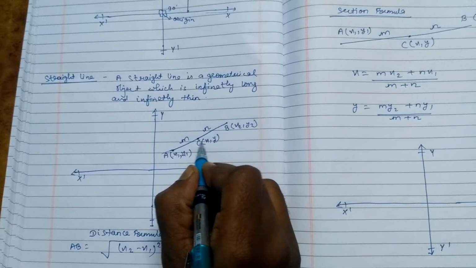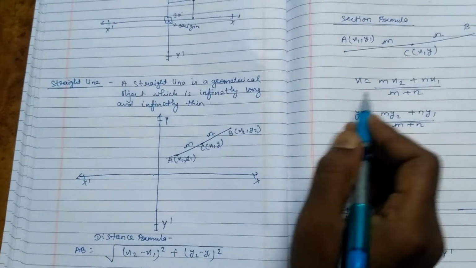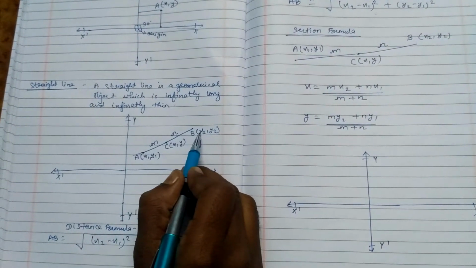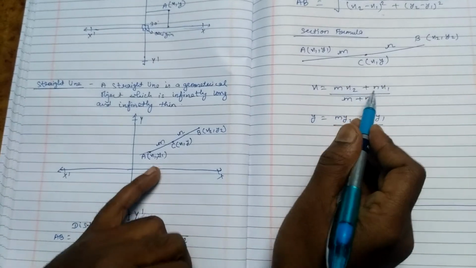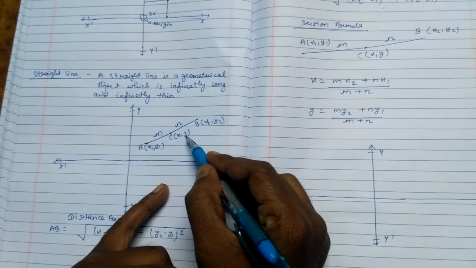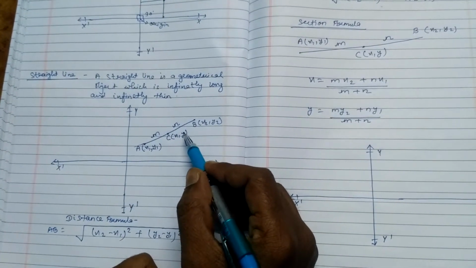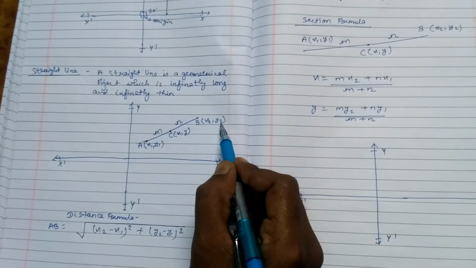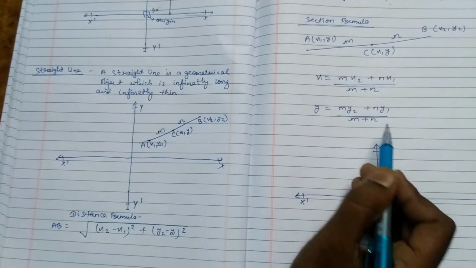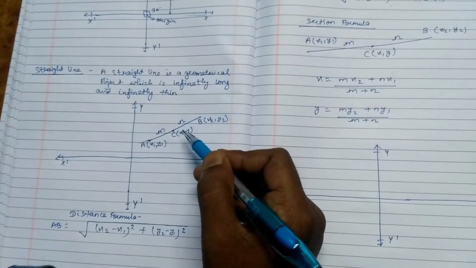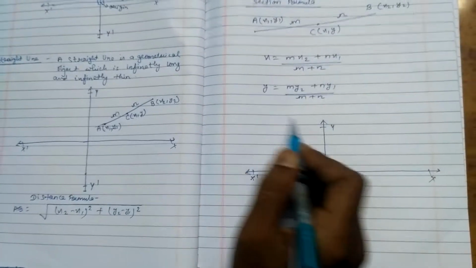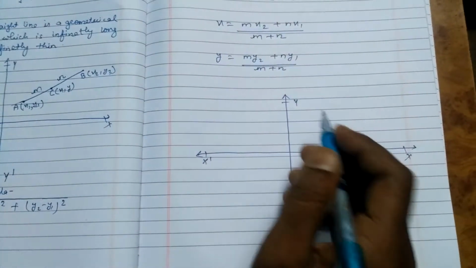We can find the x coordinate of this point C by using m times the x coordinate of B plus n times the x coordinate of A, divided by m plus n. Also the y coordinate of this point can be found using the same formula: m times the y coordinate of B plus n times the y coordinate of A, divided by m plus n. This is how we can find this coordinate. Also we can find the ratio m is to n using the same formula. That is a different discussion, we'll talk about it later on.